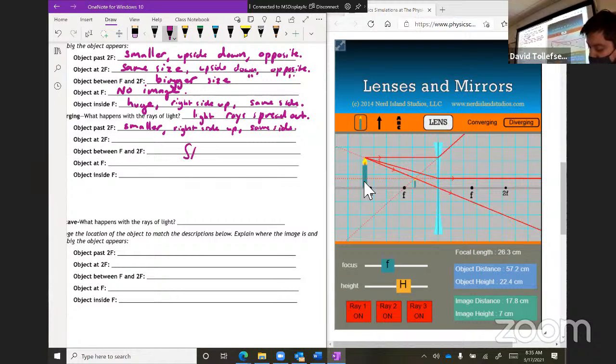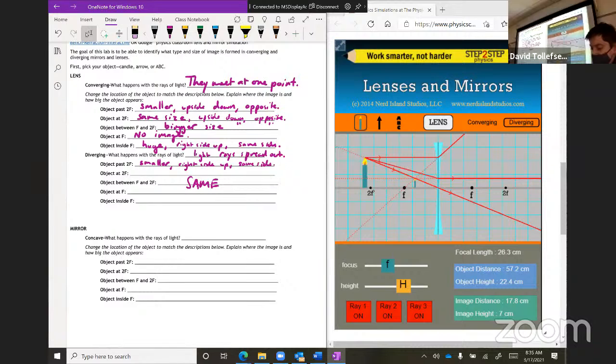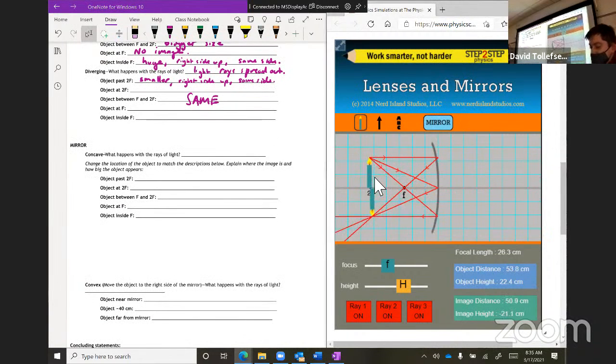So it's the same for all of them. Switching to the mirror, if it's a converging mirror, what happens to all the rays of light on a converging mirror? They reflect to a point.